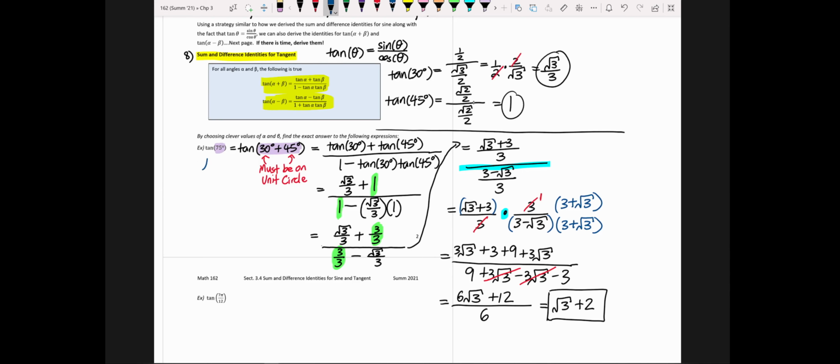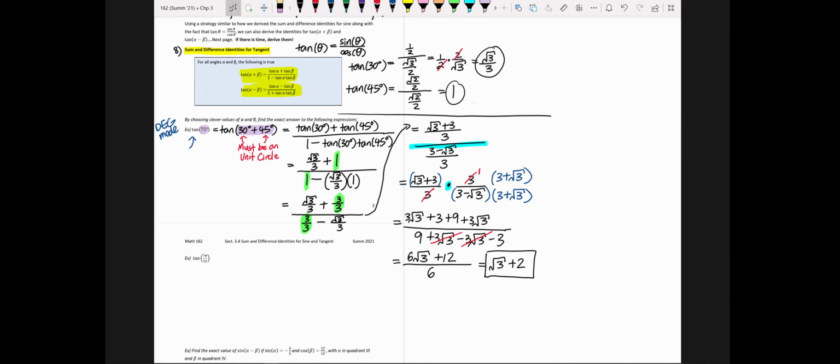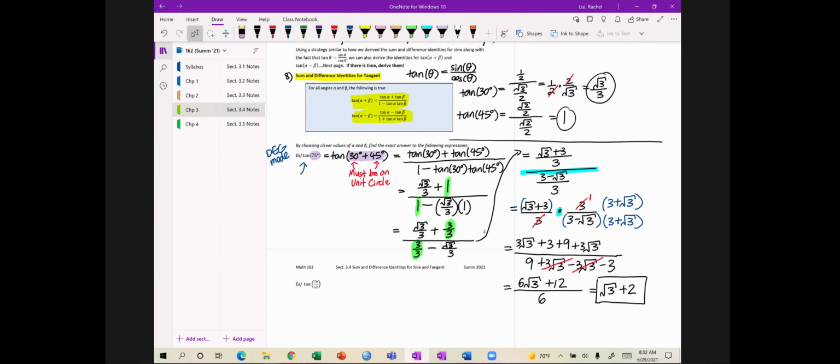You can check your answer by putting in, this time we need to be in degree mode. Okay, so students, switch over to degree mode and tell me, what is tangent of 75 degrees as a decimal approximation? That's right. Okay, good. 3.73.